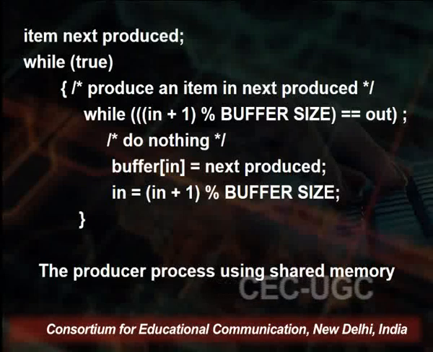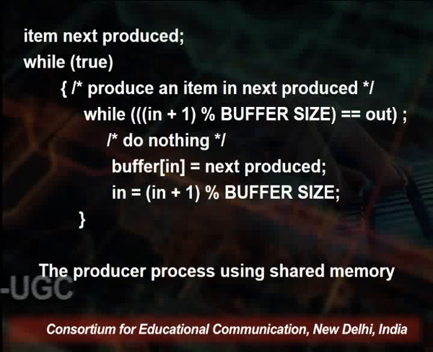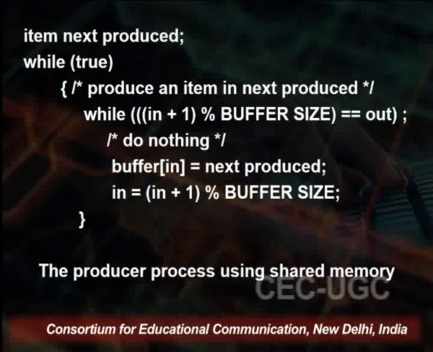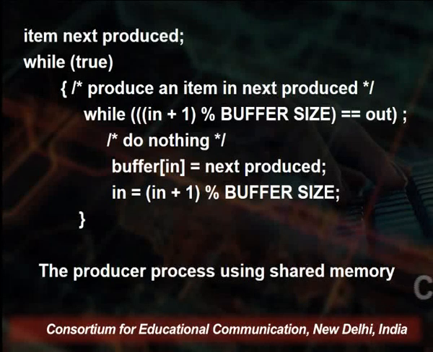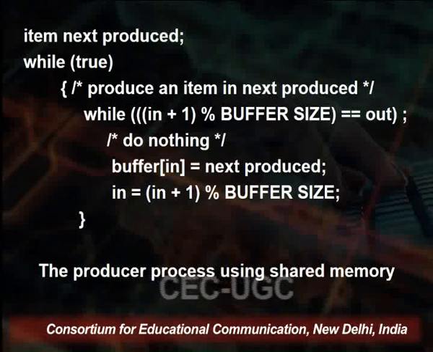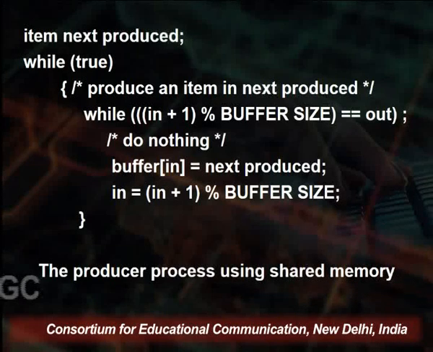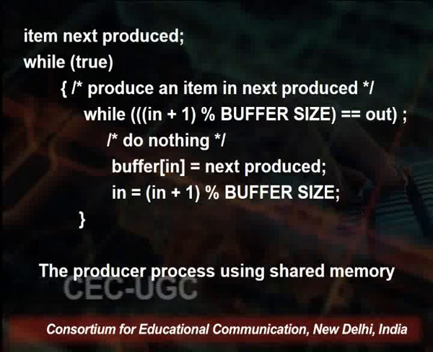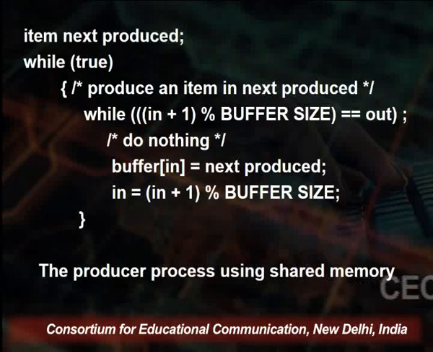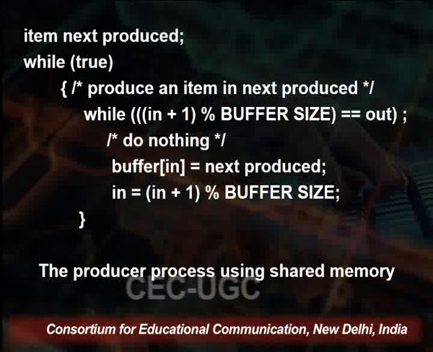I am repeating it once again. What is given on the screen is, first, the item next produced, the variable in which the produced item will be stored. While this process is going on, we need to keep checking whether the buffer is free or whether it is in a situation of overflow. If the buffer is completely filled, that means in plus 1 mod buffer size equals out. This is the condition of buffer full.